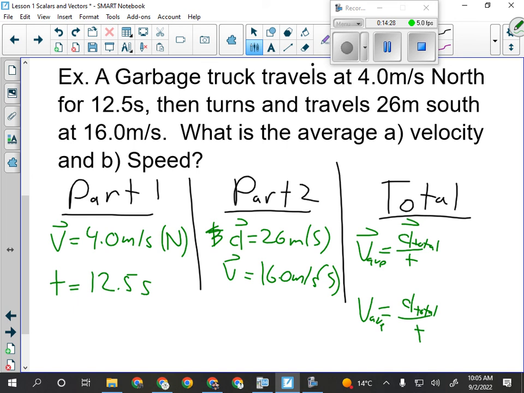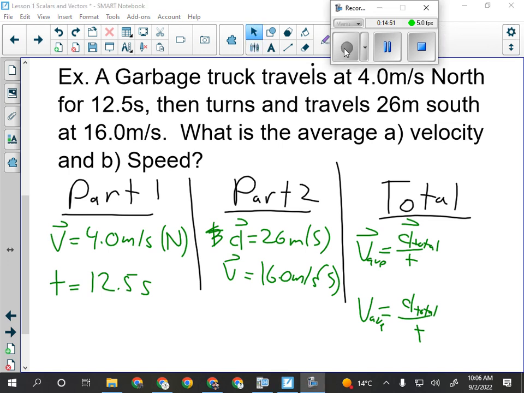Okay, now obviously there's something in part 2 that I need, and there's something in part 1 that I need in order to get the stuff I need for the totals. So there's a number of intermediate calculations that you have to do before you can get to the average velocity and average speed. I'll give you a couple more minutes, see if you figure it out, and then we'll walk through the rest.